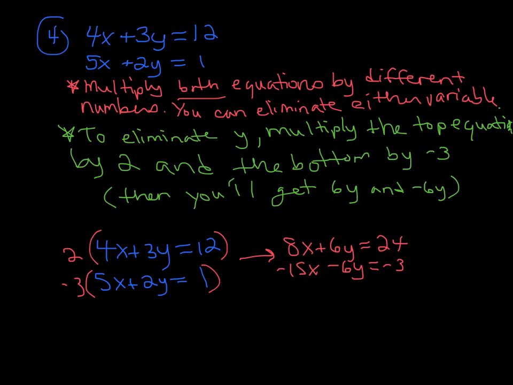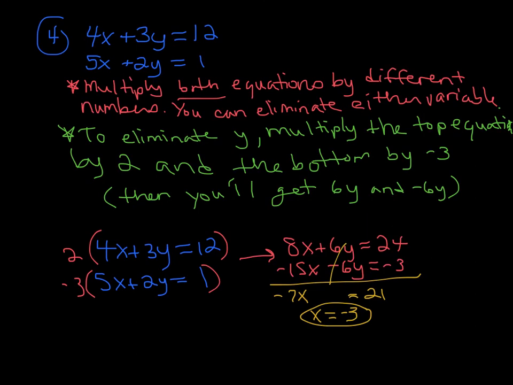So now I have 2 equations. They are nicely lined up. My y's have the same number, but the opposite sign, which is really good. So now I can eliminate. I'm going to end up getting -7x equals 21, which gives me x equals -3.